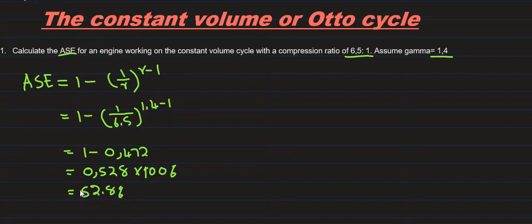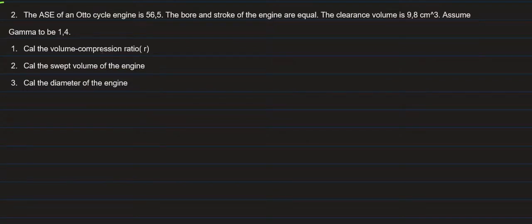Then let's go to example number 2. The air standard efficiency of an Otto cycle engine is 56.5%. The bore and the stroke of the engine are equal. The clearance volume is 9.8 cm³. Assume gamma to be 1.4. Number 1, calculate the volume compression ratio.